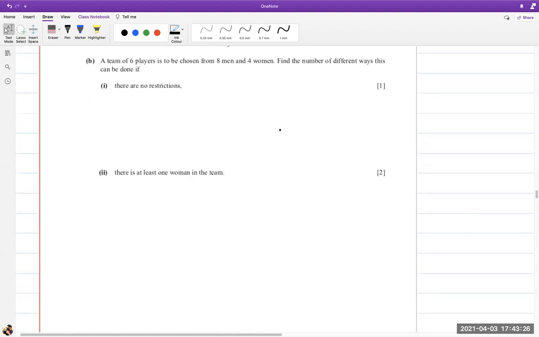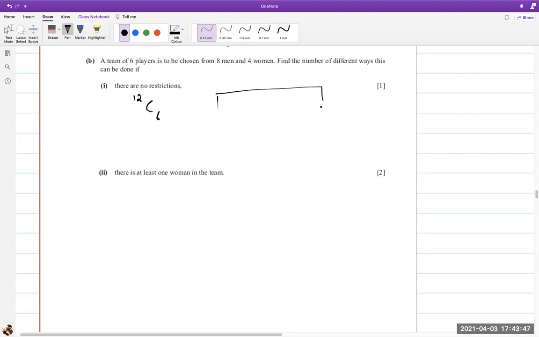Yeah, sure. All right. A team of 6 players is to be chosen from 8 men and 4 women. No restrictions. That's a good world we live in. So 8 men, 4 women, 12 people, 12 players in total, and we have to choose any 6. So 12 choose 6. There you go. So 6 out of 12 that you have to choose.